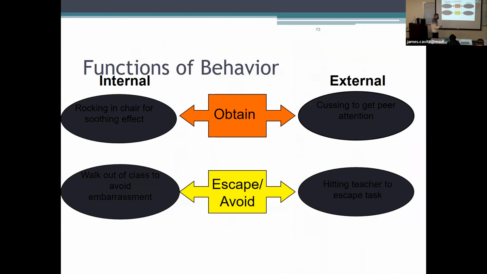Then, once we got that down, we start looking at functions of behavior. Oh, this is terrible. These are some real common things for obtain and avoid, internally and externally. We're going to look at these. You have two types of functions: to get something or to avoid something. And it's something internal or something external.